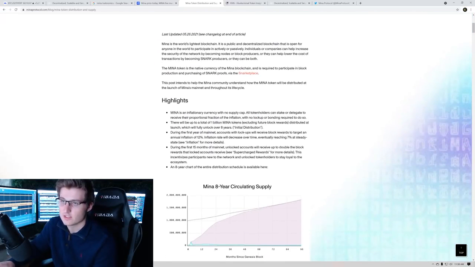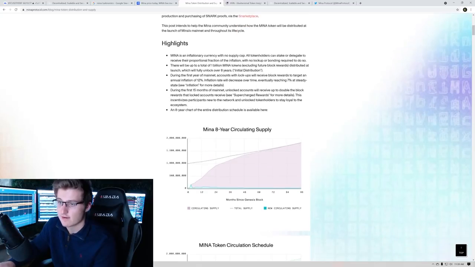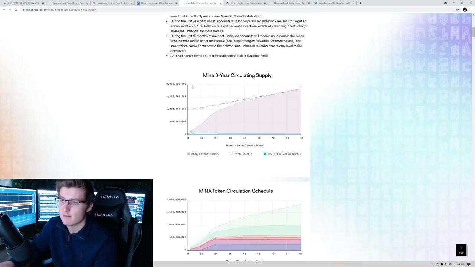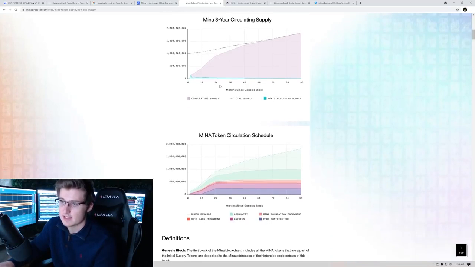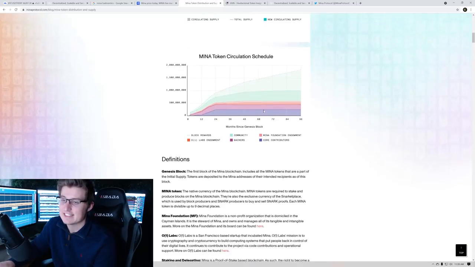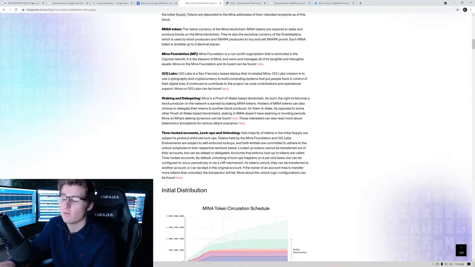It's very, very cool to see how they put this up on their site. Extremely open. Like I said, this is rare to find. You don't see projects ever do this. It's very, very rare. But they have an 8-year circulating supply that will be released over the next 8 years. And they also go over their token circulation schedule. So you can go into exactly when they're going to release these tokens into their crypto. But this is definitely something that is extremely open about what they are doing.